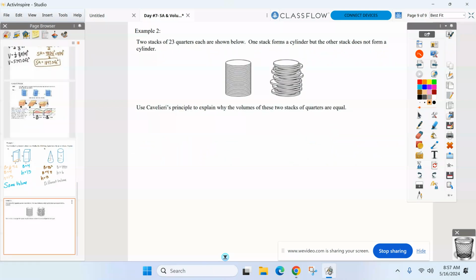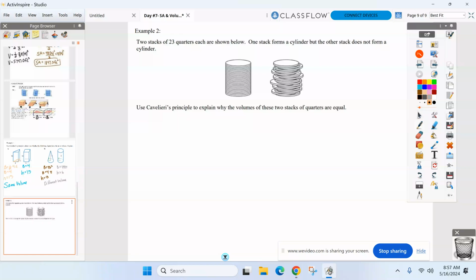And then this is an old Regents question. Two stacks of 23 quarters there. One stack forms a cylinder. The other stack does not, obviously. I don't know what that forms there. Why are the volumes going to be the same?